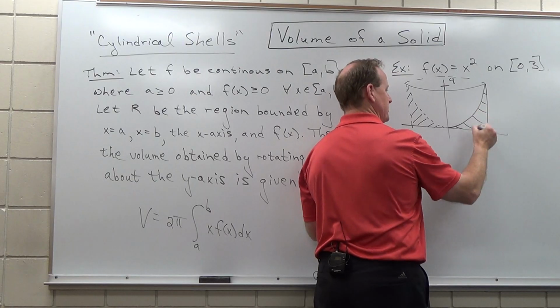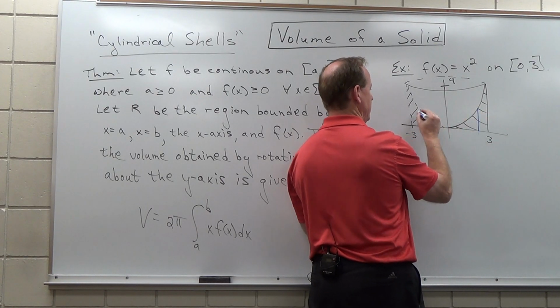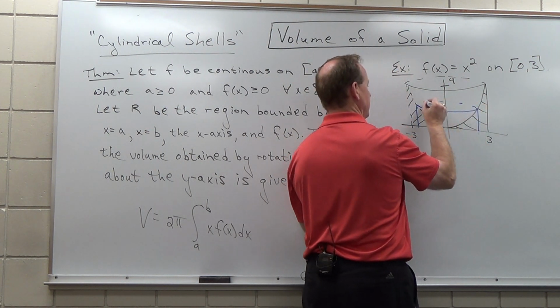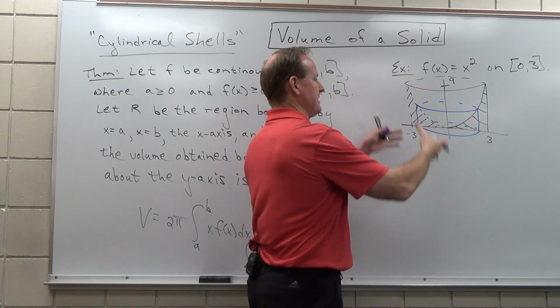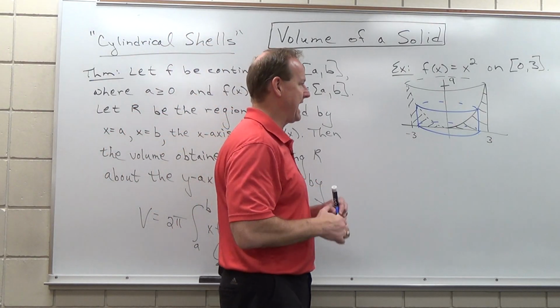What I'm going to do is pick a particular x in here, and do a little slice. If I do this in here, this is what it looks like, right? So basically I've got a slice in there. It looks like a cylinder, doesn't it? It would actually have a little width.